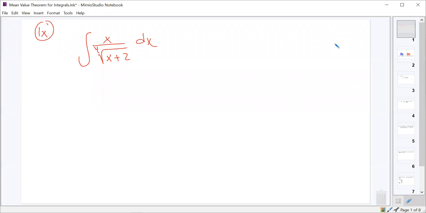So if we want to integrate x over the fourth root of x plus 2, anybody have a suggestion on what we should do first? Set u to x plus 2. Okay. So yeah, we're going to set u equal to x plus 2.